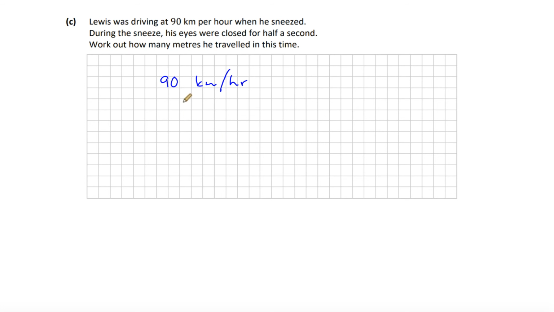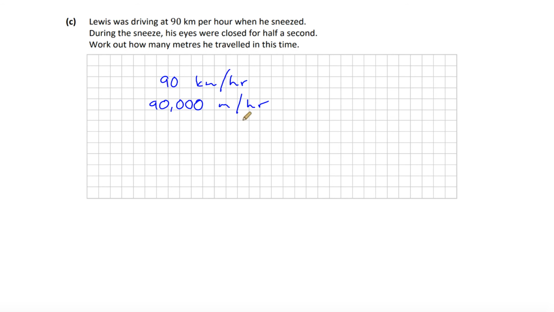So you can do this in stages. It's in kilometers per hour now, so let's change it to meters per hour. So 90 kilometers is the same as 90,000 meters, because there's 1,000 meters in a kilometer. So 90,000 meters per hour. They're the same: 90 kilometers in an hour or 90,000 meters in an hour.